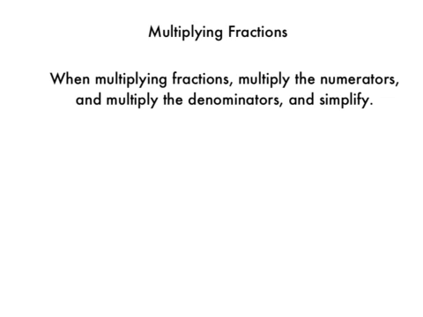Okay, remember, when you're multiplying fractions, what you want to do is multiply the numerators together, and then you're going to multiply the denominators together. And once you're done with that, you're going to simplify. So let's say we've got two fractions. Let's say we have 2/3, and we want to multiply that by 1/4.